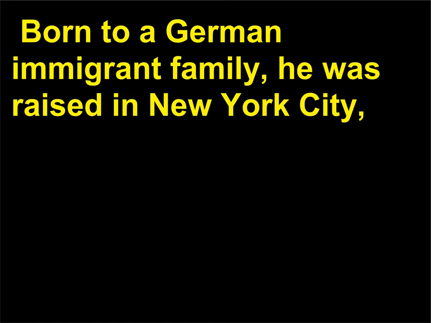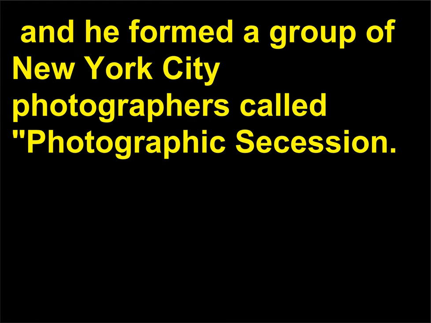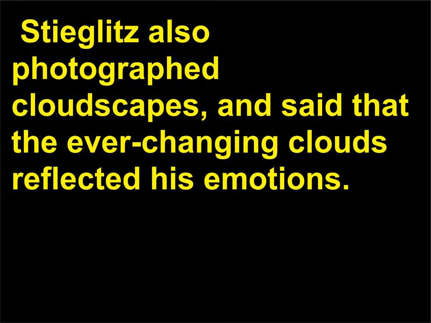Born to a German immigrant family, he was raised in New York City, and he formed a group of New York City photographers called Photographic Secession. With a handheld camera, he photographed the city, capturing sensitive images of a gritty, urban landscape. Stieglitz also photographed cloudscapes, and said that the ever-changing clouds reflected his emotions.